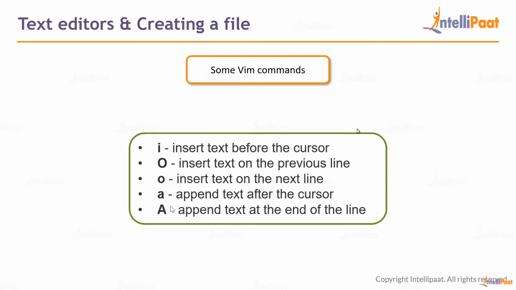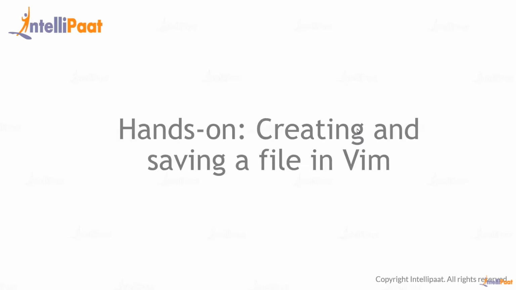So these are some options inside the Vim command mode. I is for inserting, capital O is insert text on the previous line, small o is insert text on the next line, A is append text after the cursor, capital A is append text at the end of the line. So these are some options. There are still many options. You can see here creating and saving a file.